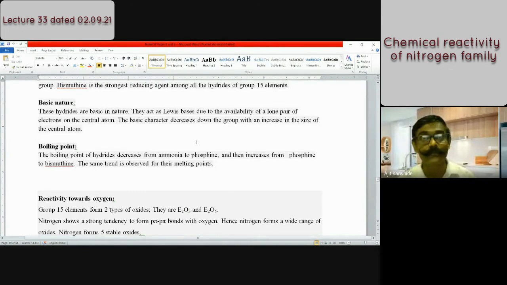Can anybody answer? I'm talking about hydrides, I'm not talking about elements. Can anybody guess why it may be? Here bond strength is not important.